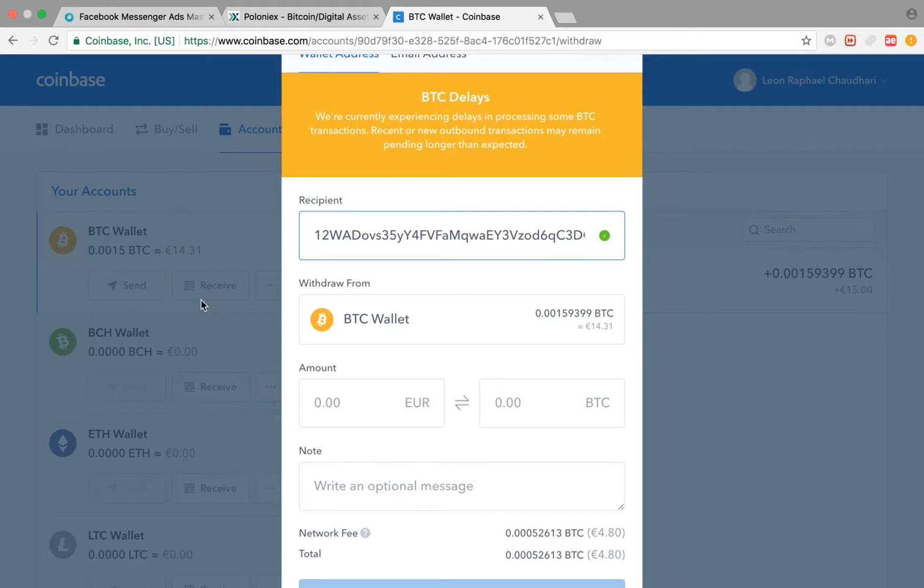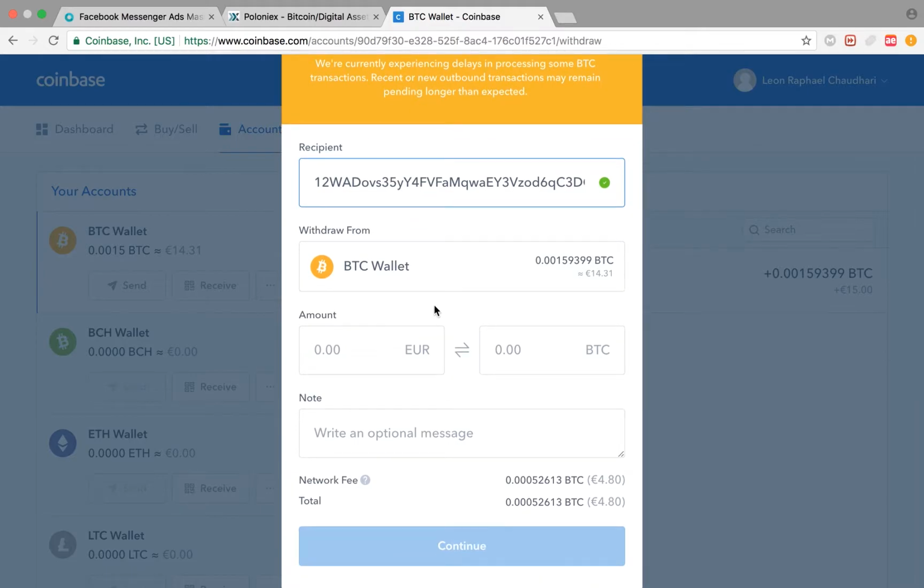This is the wallet. And the BTC wallet currently has 0.00159399 Bitcoin, which is around €14.31. So then down below, we can now add the amount. We can, for instance, say, all right, we're going to send max. So basically everything, which we actually will be doing.